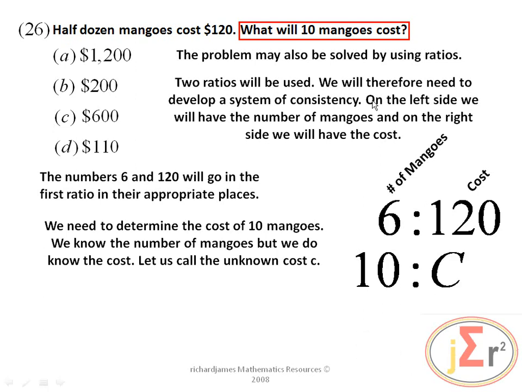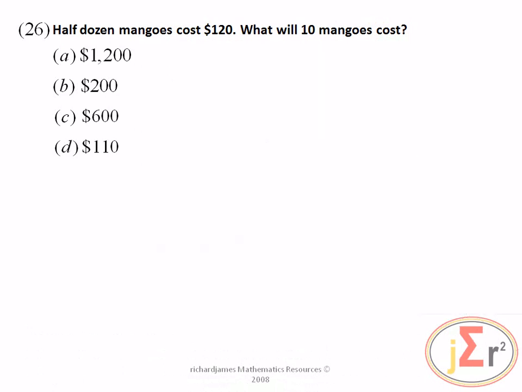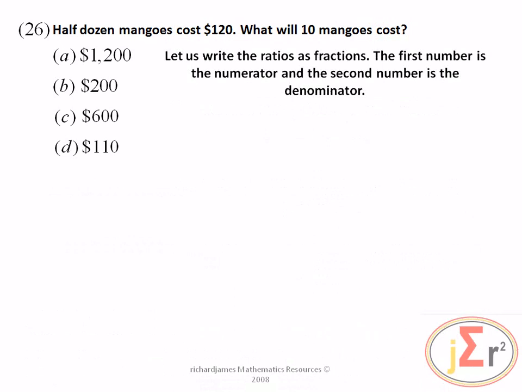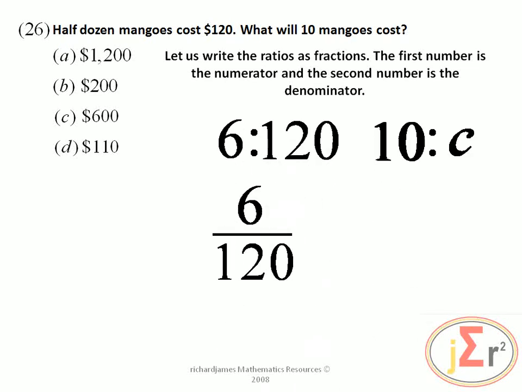So there we go. The 10 for the number of mangoes go in that column, and the C for the cost goes right there. So let us write the two ratios as fractions, equate the fractions, and solve the equation to determine the value of C. The first number is the numerator and the second number is the denominator.